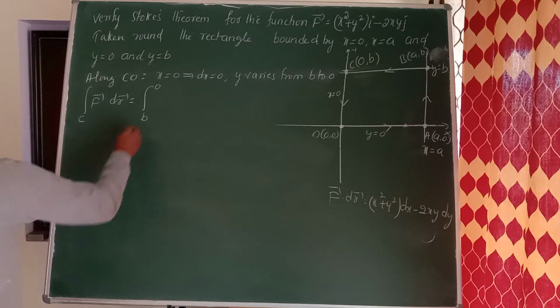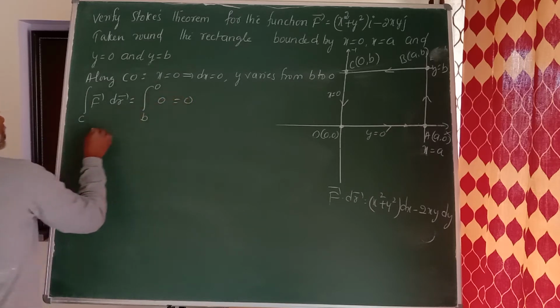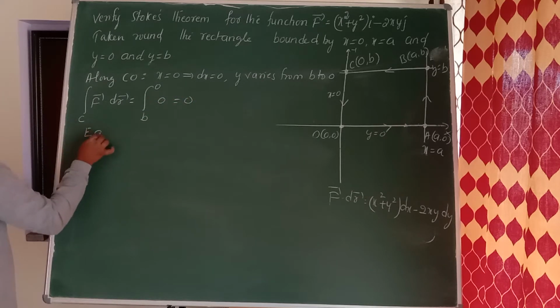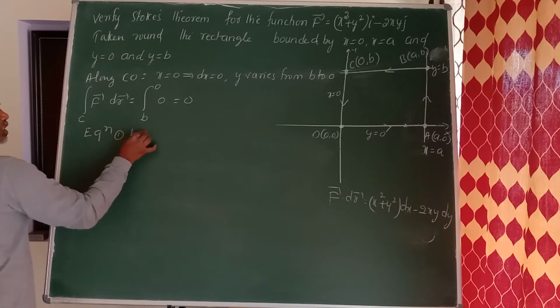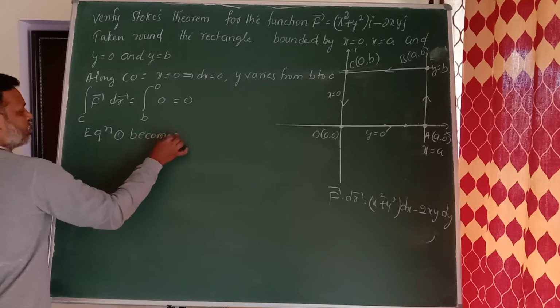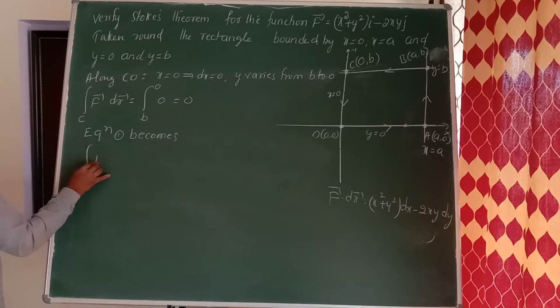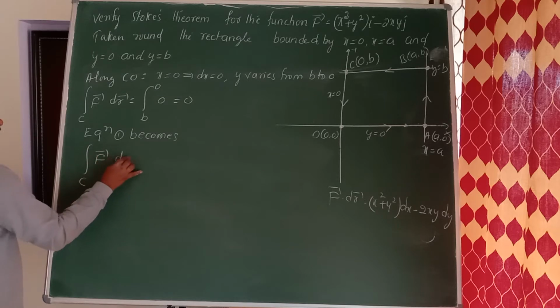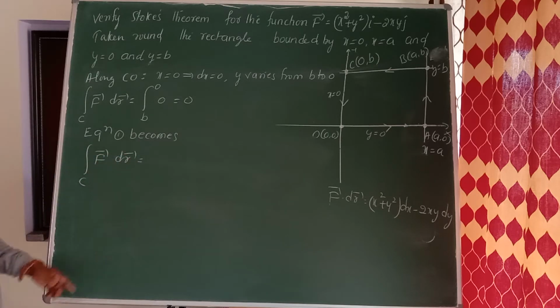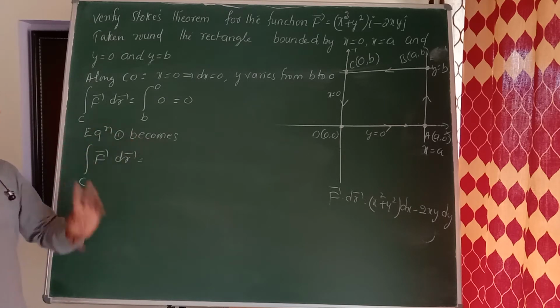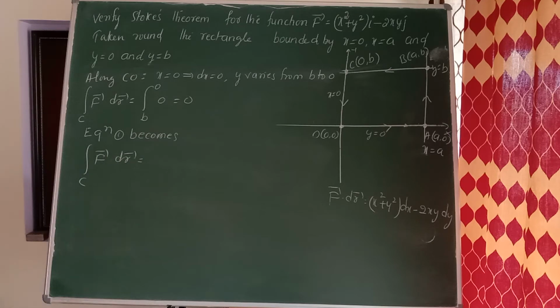Okay, that entire thing becomes 0. Therefore, equation 1, which is the line integral over C of f dot dr, is equal to, first, along the curve OA, f dot dr. Along the curve OA, f dot dr is what? Okay, a cube by 3, right?